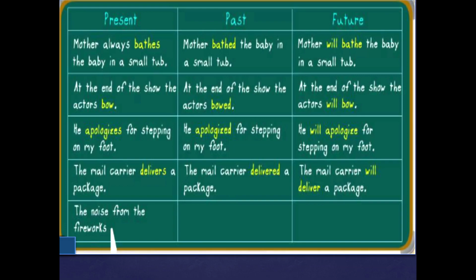And another example: at the end of the show the actors bow. This is a repeated thing that happens, it's simple present. And at the end of the show the actors bowed, it's a past action. And at the end of the show the actors will bow, it's going to happen at a future point of time, right? So this is future. This is how the comparison is made here, present, past and future, for understanding.